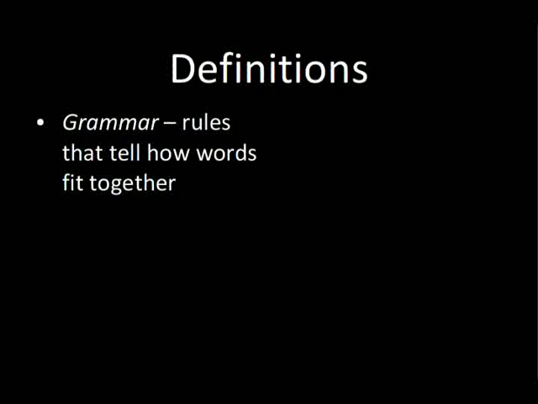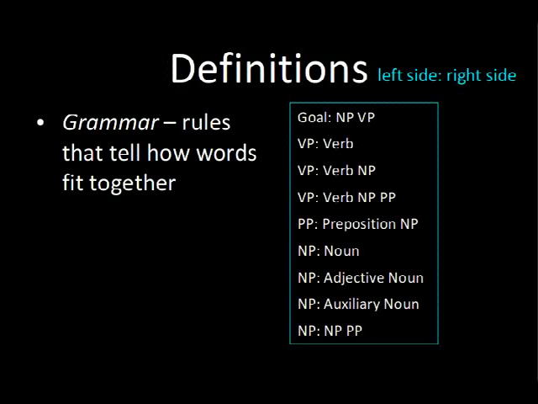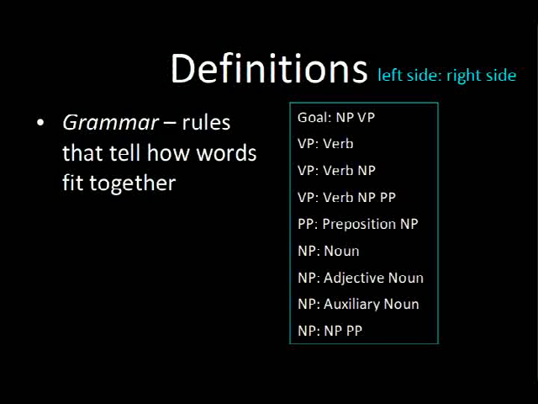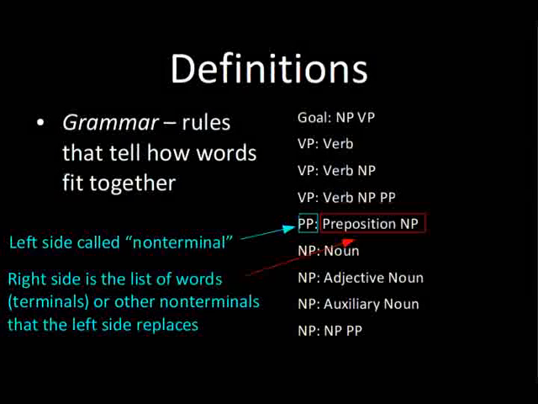Next, we need a grammar. A grammar is the set of rules that tells how the pieces of the language, the things in the lexicon, fit together. Each rule is of the form left side, right side. We call the left side a non-terminal, and the words in our lexicon terminals. Each left-hand side replaces the sequence of terminals or non-terminals on the right-hand side. Note that there are multiple possible replacements for any given non-terminal.